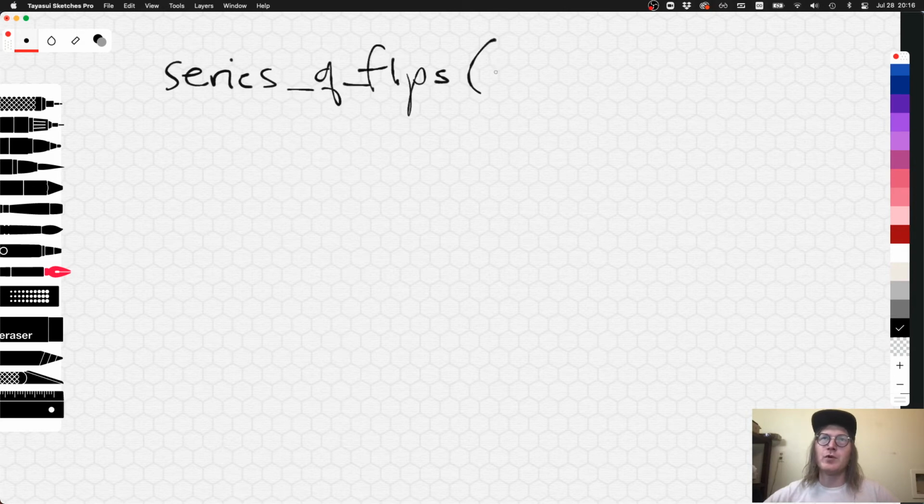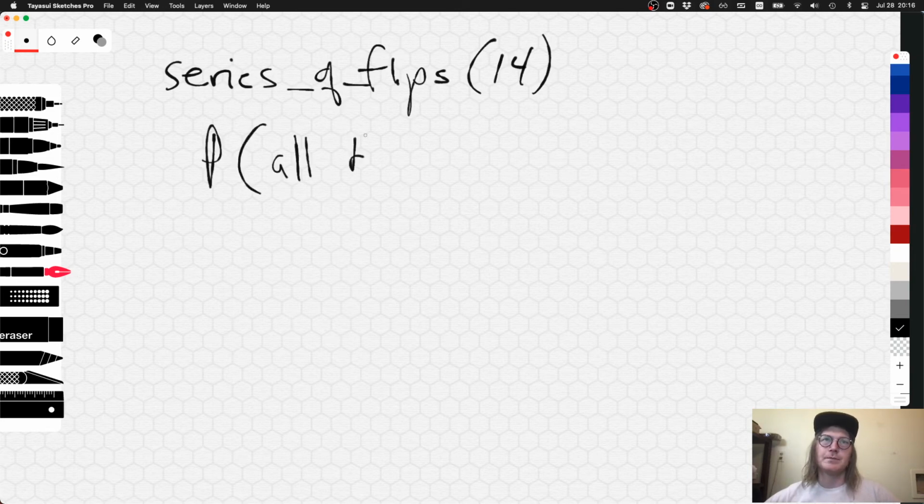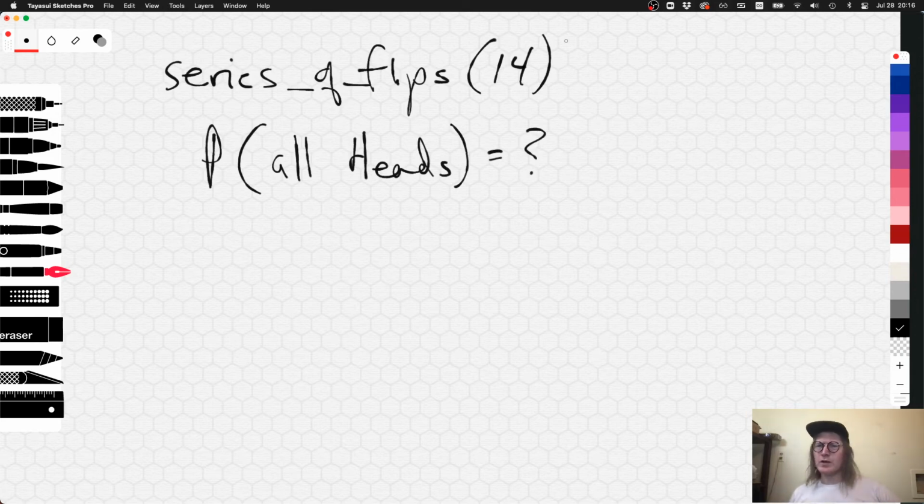And we put a number of flips at 14. Okay. What is the probability that we get all heads? So what is the probability of all heads in 14 flips? And how do we start thinking about that? How do we approach solving that? Are we going to do 14 nested for loops? We could, right? That's something we could do.